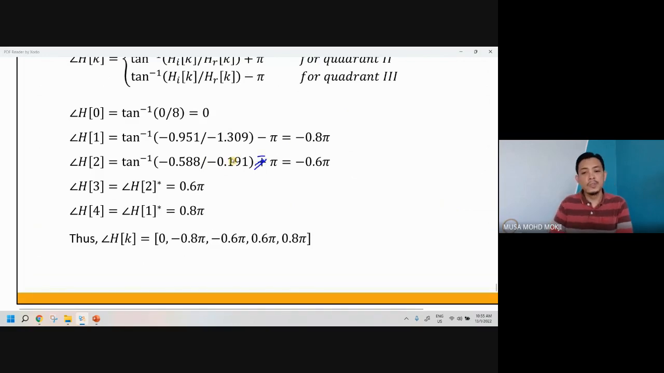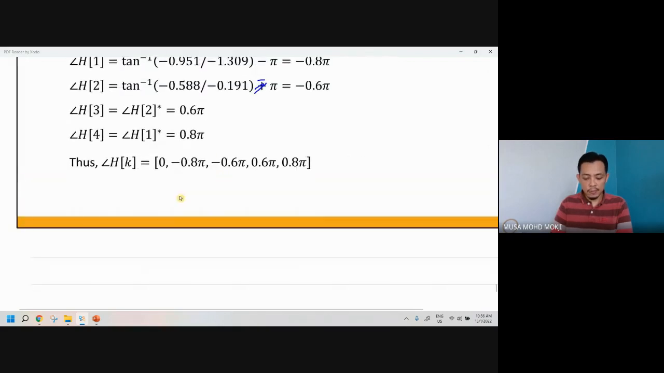Minus pi, so you'll get a minus 0.6 pi. And then H3 and H4 is just a conjugate. For conjugate phase, the conjugate will change the sign. So if this is a minus 0.6 pi, it becomes 0.6 pi. Magnitude doesn't need to change the sign, but for phase, you change the sign. So this is minus 0.8 pi, so you will get 0.8 pi here. So then this is a full phase.